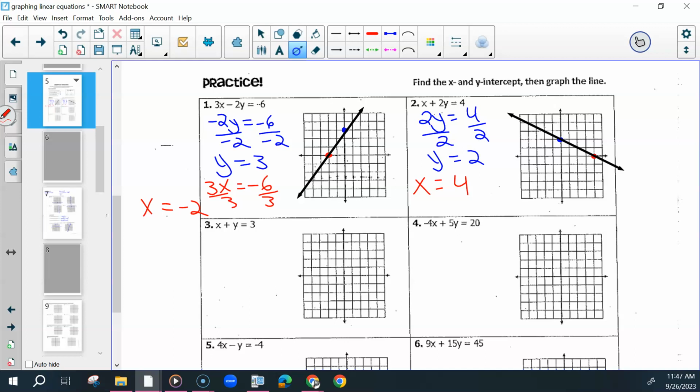So we are not finding the slope when we are graphing by intercepts. But if you need to find the slope and y-intercept, then you can plot as many points as necessary. Look at the others. See if there are any we want to go over and have questions about. Okay.